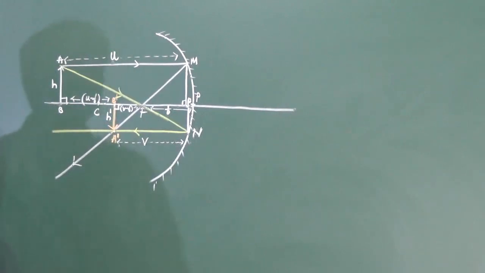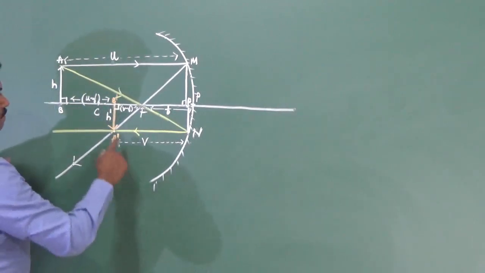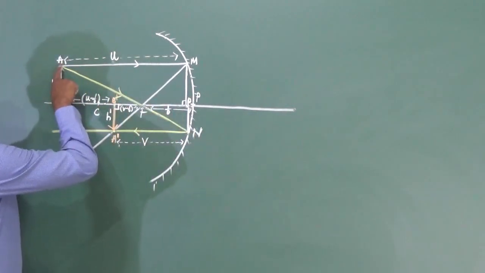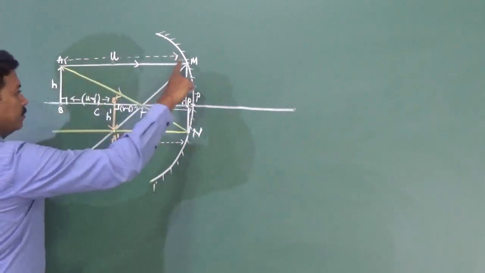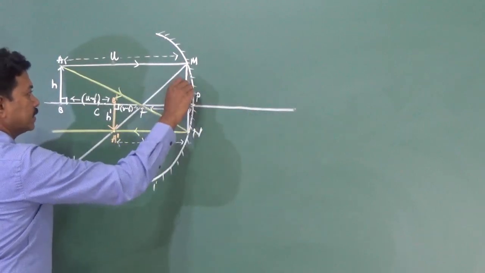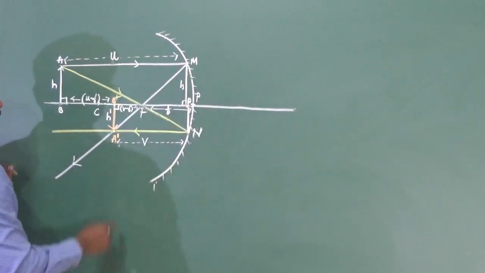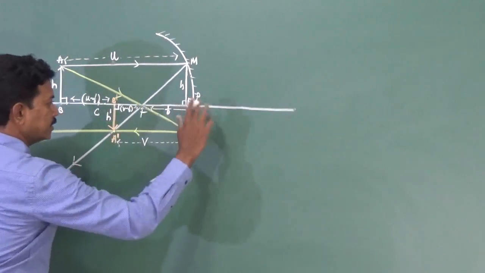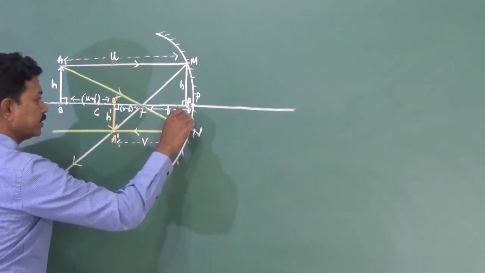Now this is F here, no problem. This is AB, so this H length will be equal to MP. This is H here. So this length is H dash, and this length is equal to this length here. So we can take it as H dash.